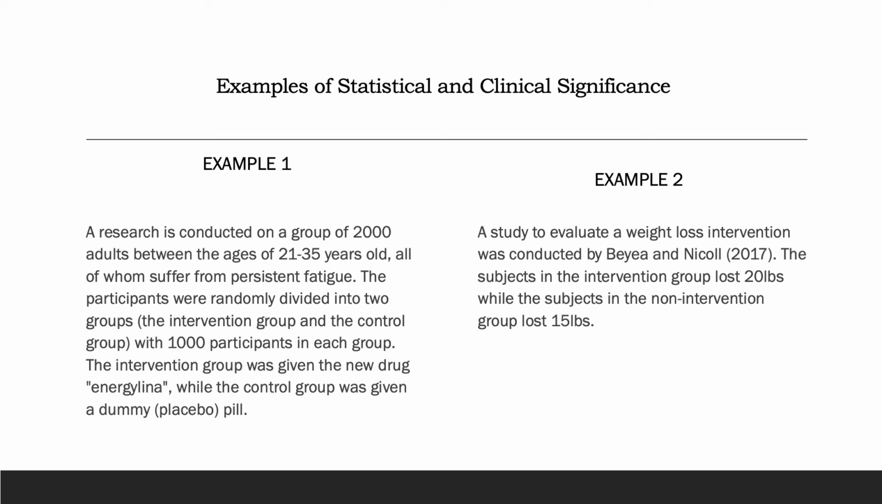Example 2. Another example was given by Baer and Nicole, which posits a scientist designed a study to evaluate a weight loss intervention. The subjects in the intervention group lost 20 pounds, while the subjects in the non-intervention group lost 15 pounds. The difference of 5 pounds weight loss between these two groups will not be statistically significant. However, the intervention will be clinically significant for the subjects in the control group if they report an improved sense of well-being and quality of life.